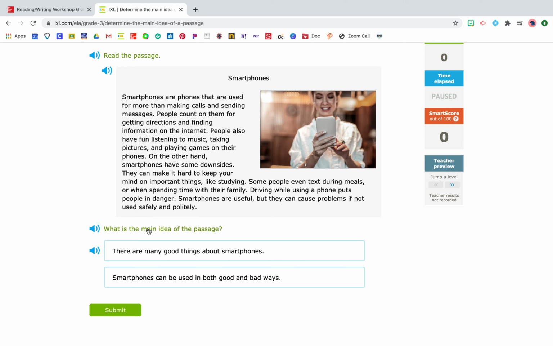So what's the main idea? There are many good things about smartphones, or smartphones can be used in both good and bad ways. Well, remember half of our passage was about the good ways, half of it was about the bad ways. So, smartphones can be used in both good and bad ways is what would make sense as the main idea.